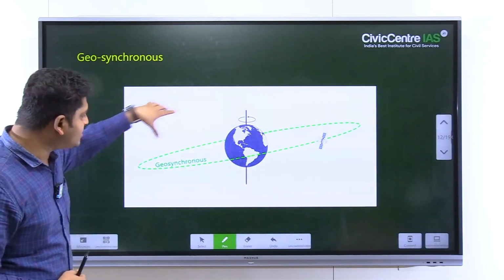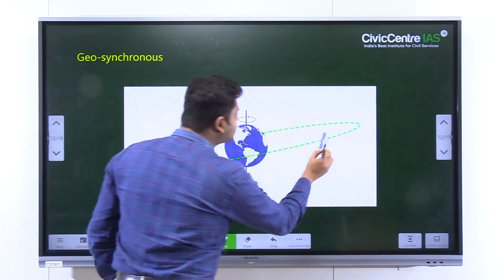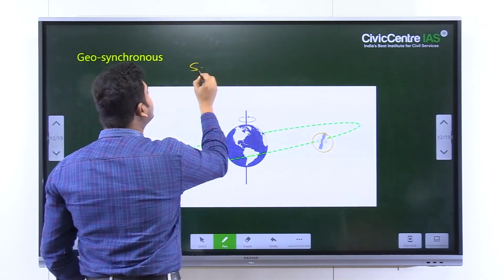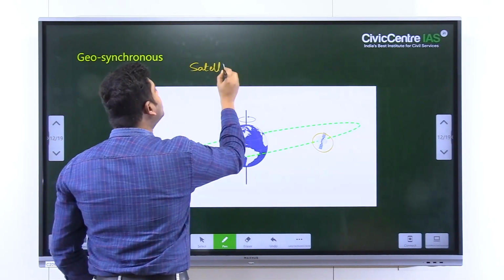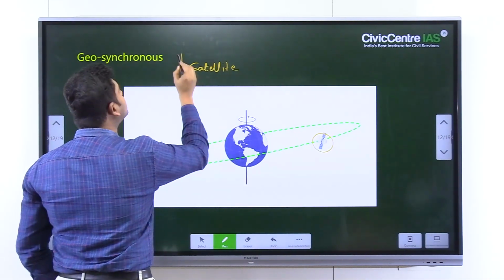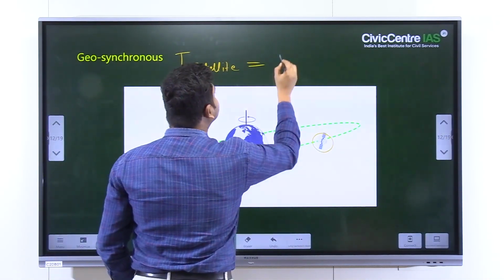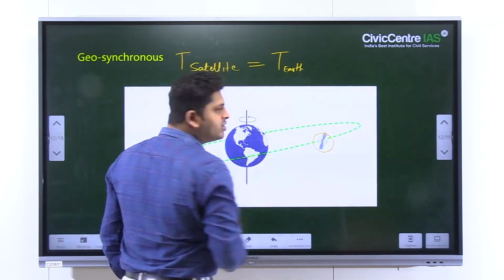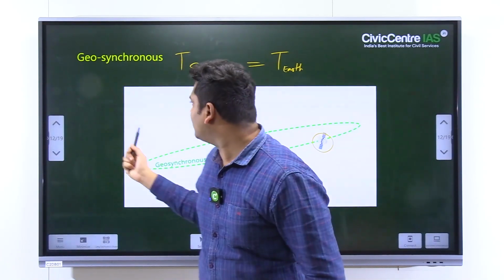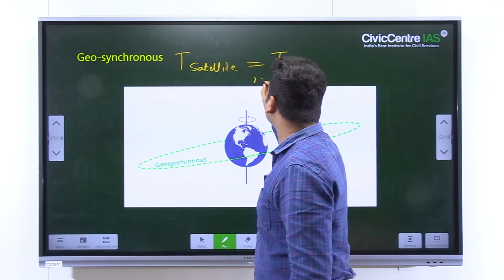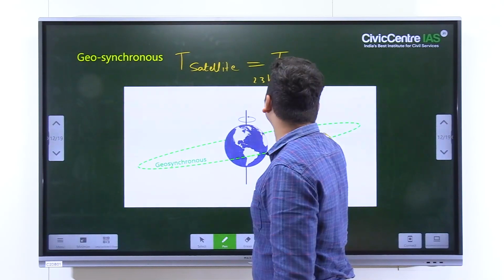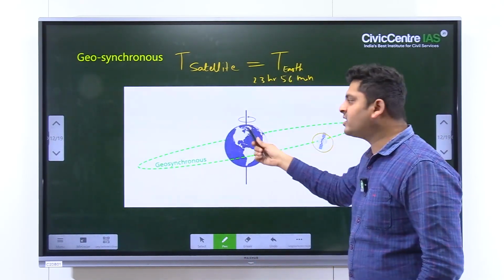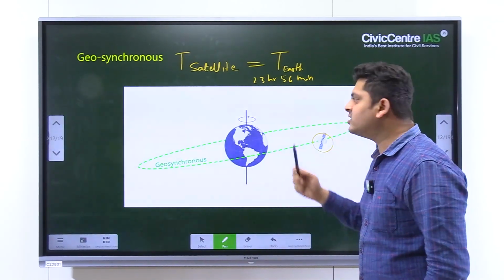This is the pictorial depiction of the geosynchronous orbit. If the satellite is here, the time taken by the satellite to revolve around the Earth is the same as the time taken by the Earth to rotate around itself. The revolution time of this satellite is approximately 23 hours 56 minutes, which is exactly the same time the Earth takes to rotate around itself. In this way, we call it geosynchronous.